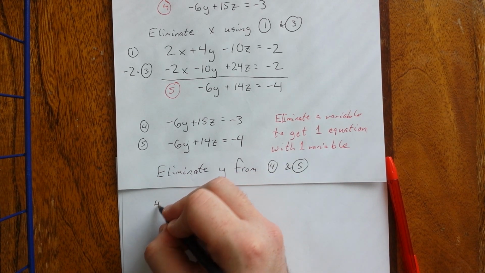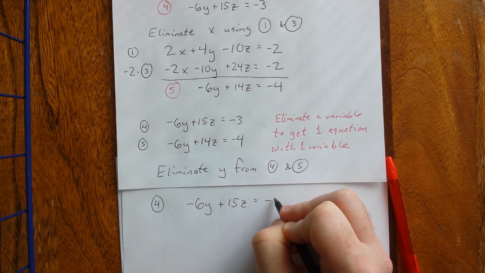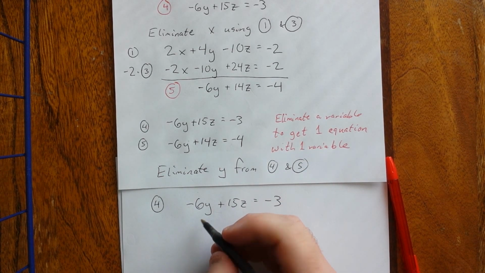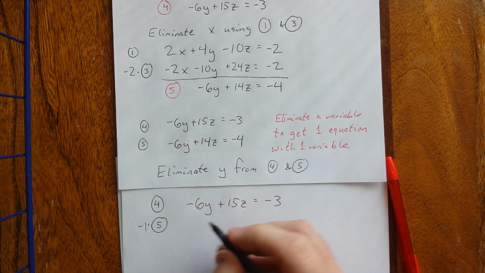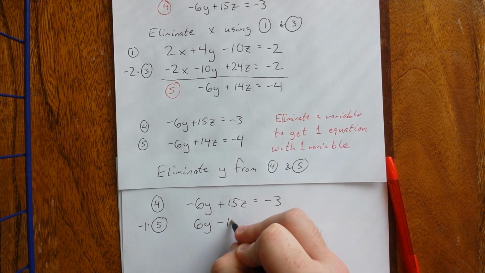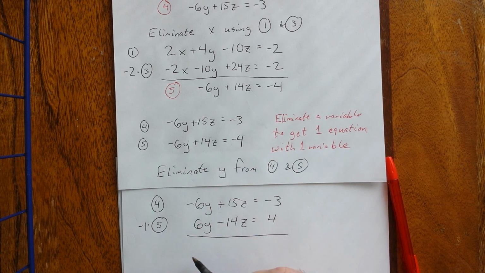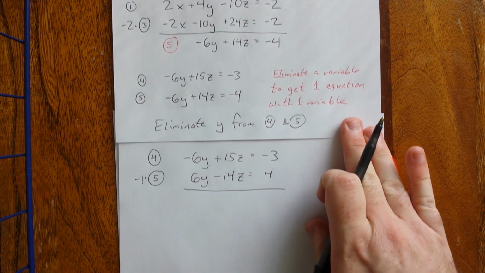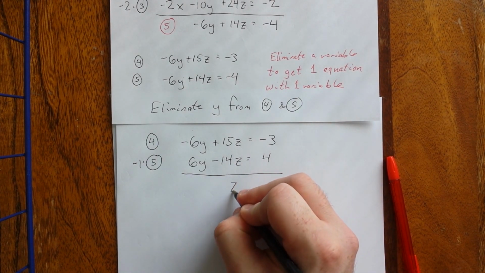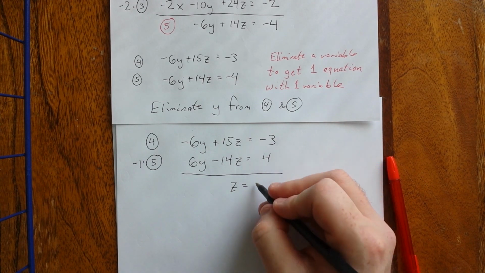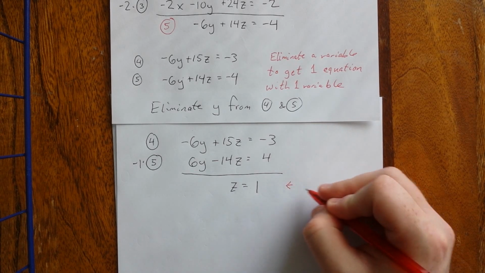So I'm going to take equation 4, recopy that down, that's negative 6y plus 15z is equal to negative 3. And in order to get the y variable to eliminate, we'll need a positive 6y. So I'm going to take negative 1 times equation 5, that'll be 6y minus 14z is equal to positive 4. Add these two together, and y will be gone. In addition, that'll be 15z minus 14z, that'll be 1z, and 4 minus 3 is 1. We are officially 1/3 of the way done with the problem.